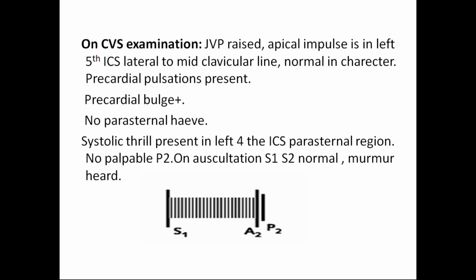But grade 6 is heard even off the chest. It's not even touching, but near the apex area. If you put the stethoscope near, without touching the chest, you will be able to hear the murmur. That is grade 6. That much loudness will be there.